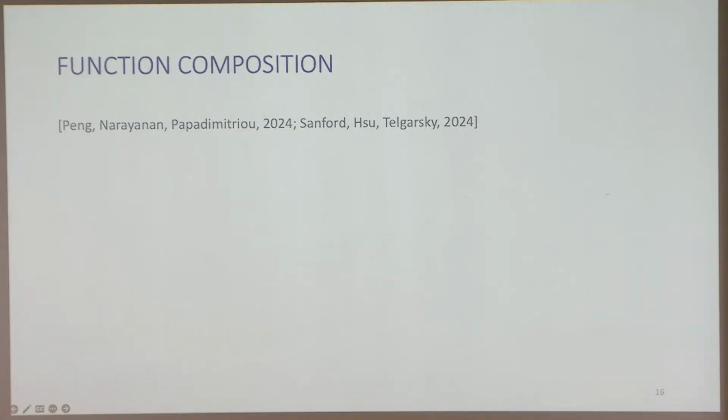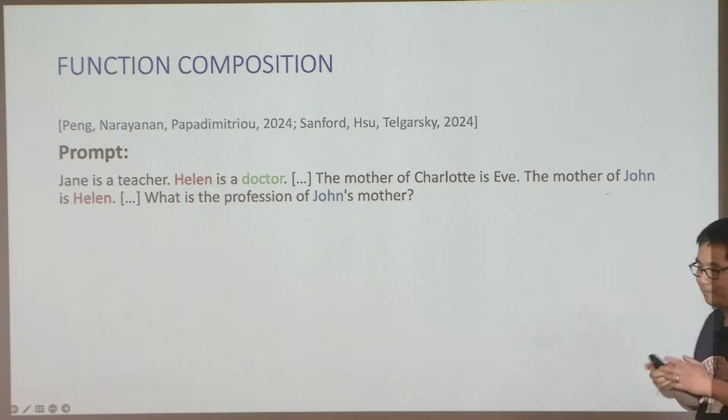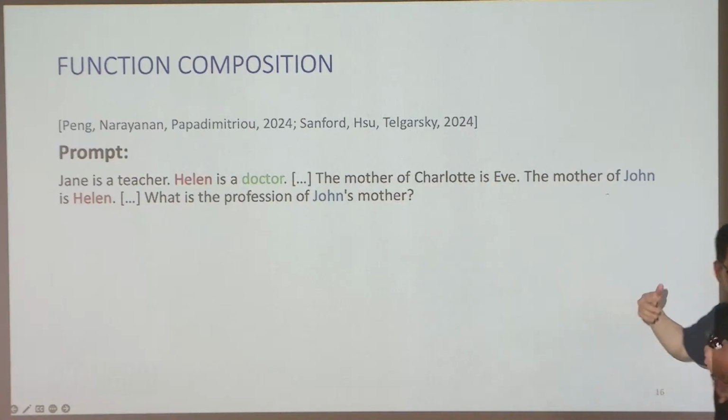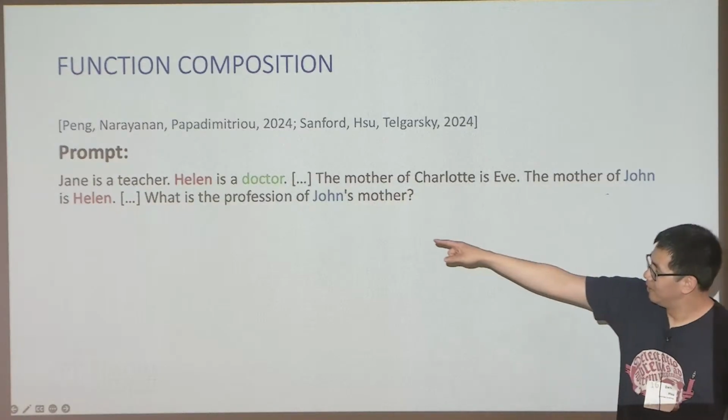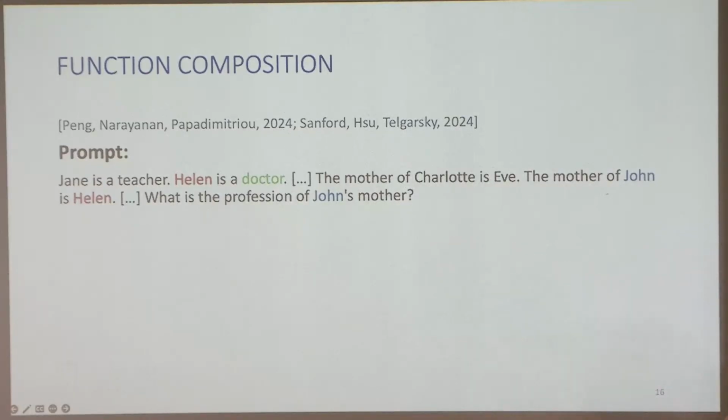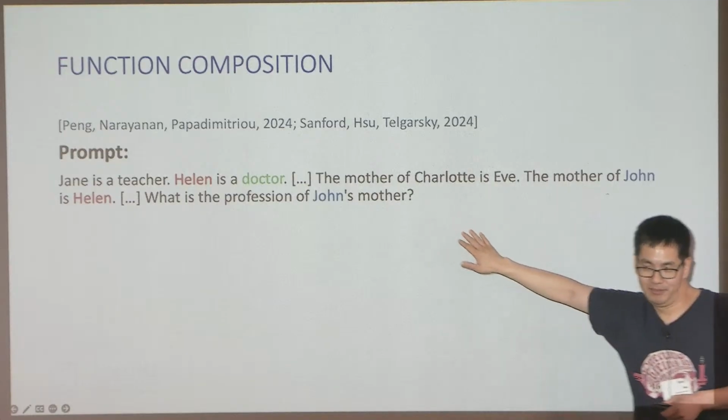So what is the input, the harder challenge for this induction transformer to do? Suppose this is the prompt now. Suppose I don't just give you a particular function, but I describe to you two different functions. The first several sentences in this prompt are: Jane is a teacher, Helen's a doctor. I just start enumerating everyone's profession. And then I follow it with who's the mother, who, okay, a bunch of these things. And then I finally ask a harder question: what's the profession of John's mother?